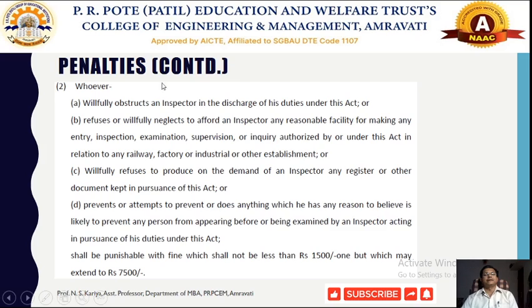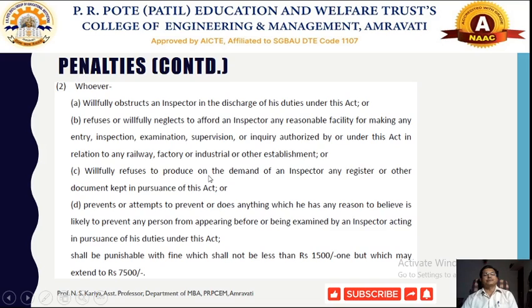They refuse or willfully neglect to afford the inspector reasonable facility for making any entry, inspection, examination, supervision, or inquiry authorized by the rules. In the case of the Factory Act, there are different provisions related to the factory inspector, and an inspector can identify the reasonable records from the registers. They can inspect, examine, supervise, or conduct an inquiry even at plant level. If the employers are not cooperating, in that case the factory inspector can impose the penalty on them.